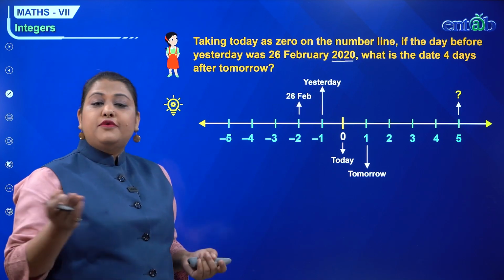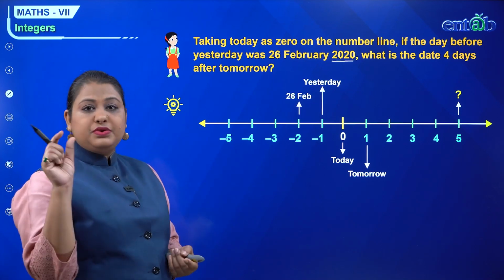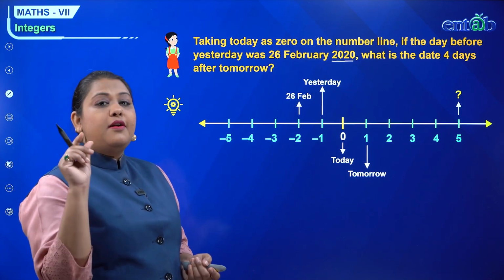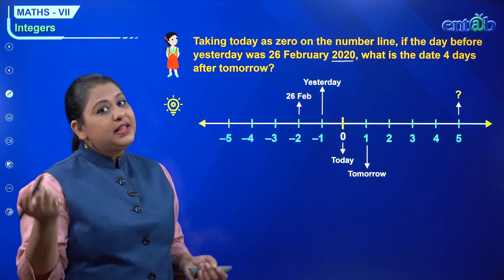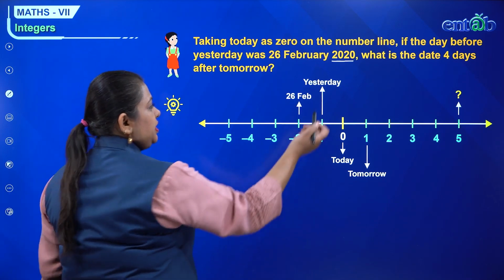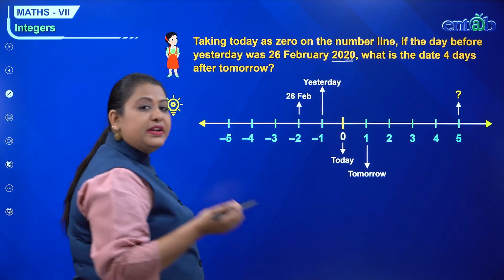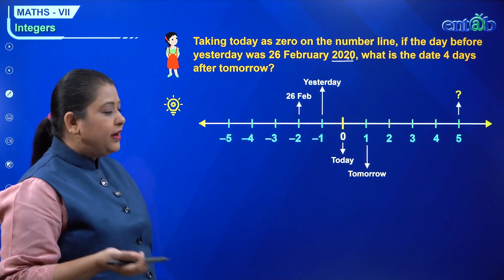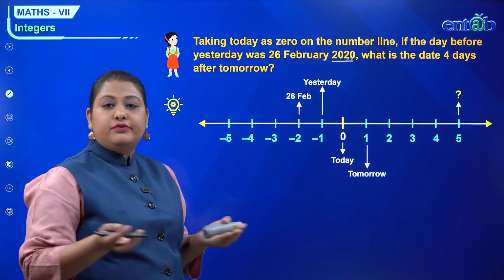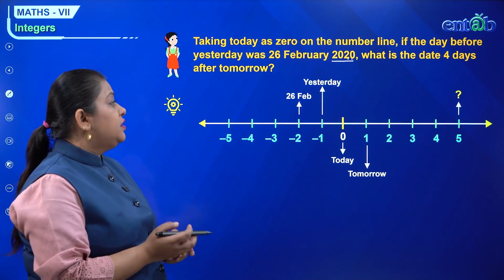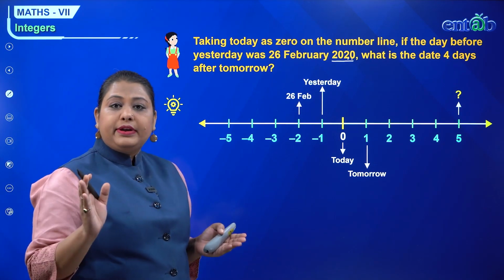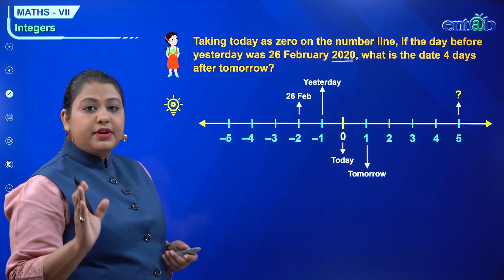So division by 4, you already know the divisibility rule, that you just divide the last two digits of the number by 4. If they are divisible, then the number is also divisible. So the last two digits are 20 here. So 20 divided by 4 is 5, right? That means 2020 was a leap year, right? So leap year means February has 29 days, right?